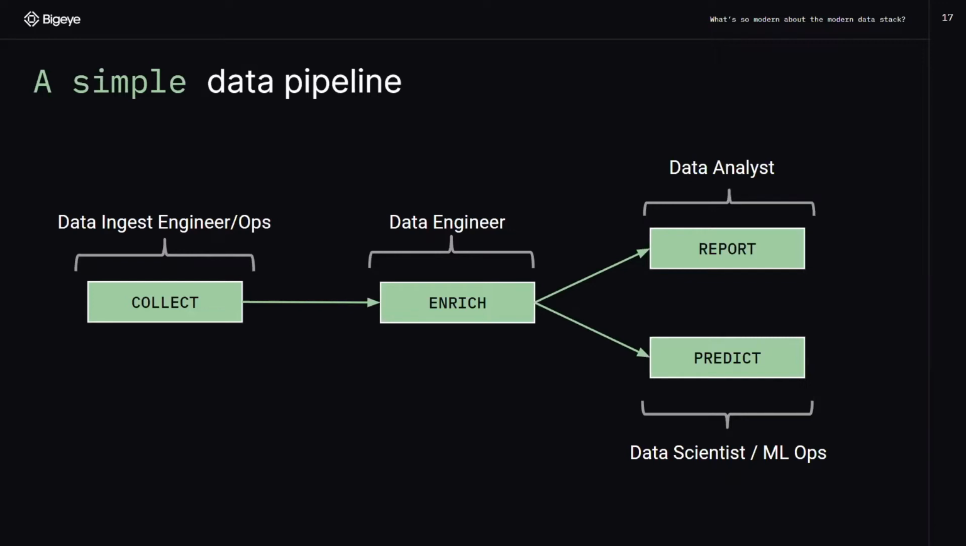Now, this could all be one person, your full stack data engineer, or it could be broken up into different types of data engineers, maybe a data ingest engineer, a data ops engineer, a data engineer, a data analyst, or a data scientist, right? So, there are different roles and different specialties in data engineering, but the concept of a full stack data engineer does and should exist, just like a full stack software engineer.